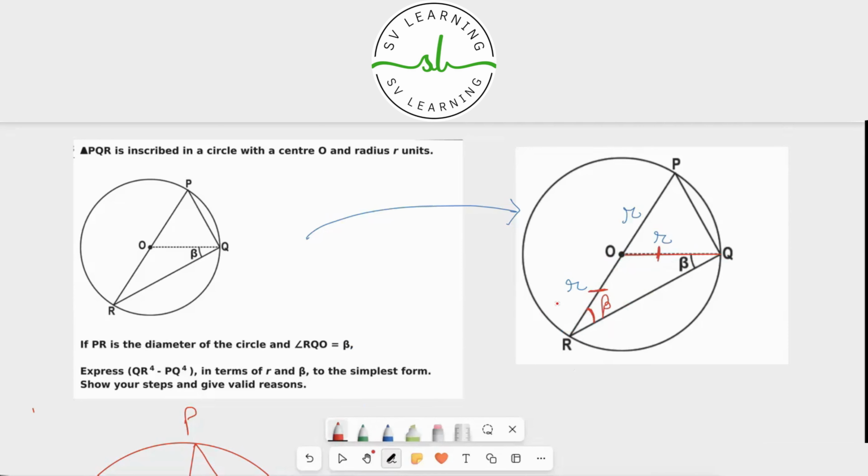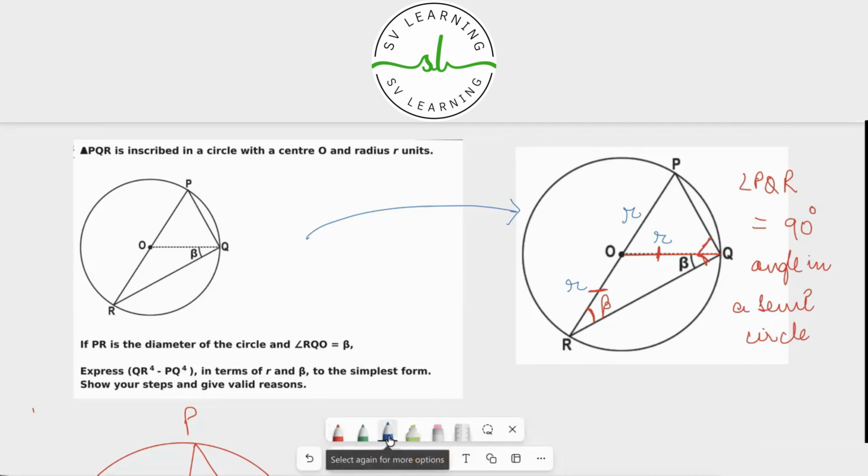Why this is important, you will get to know in the next step. Now, if you look at the angle PQR from the 9th grade, angle PQR will be 90 degrees because this is angle in a semicircle.